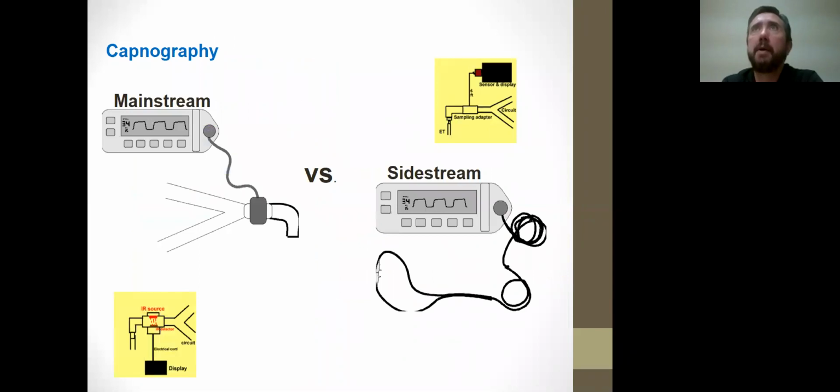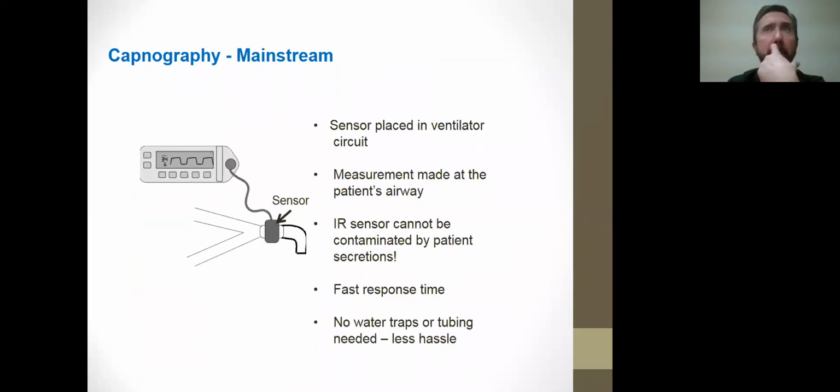Now, with capnography, there's mainstream and side stream. Let's talk about those just a bit in more detail. With mainstream, it uses an infrared CO2 sensor connected directly to the airway between the endotracheal tube and the breathing circuit. Typically that is what you're going to see in the LIFEPAKs, like a LIFEPAK 12, LIFEPAK 15, and typically is what's currently being used.